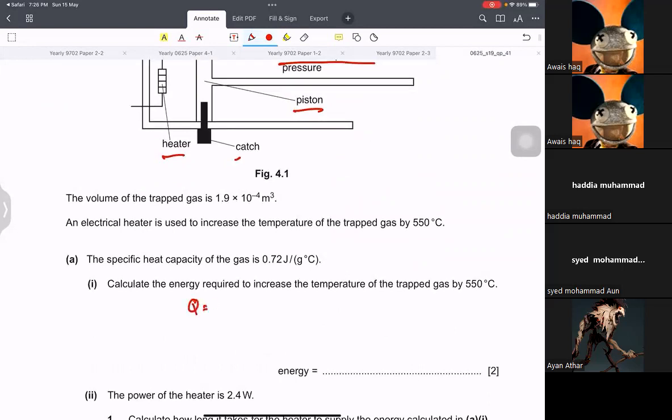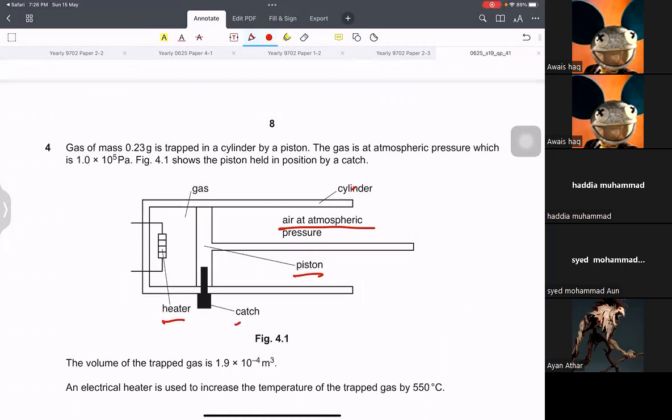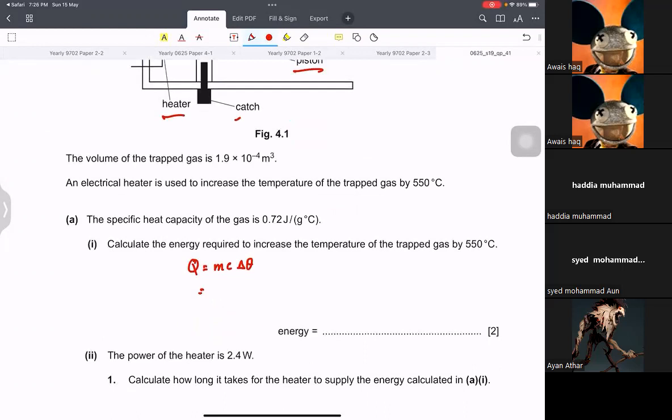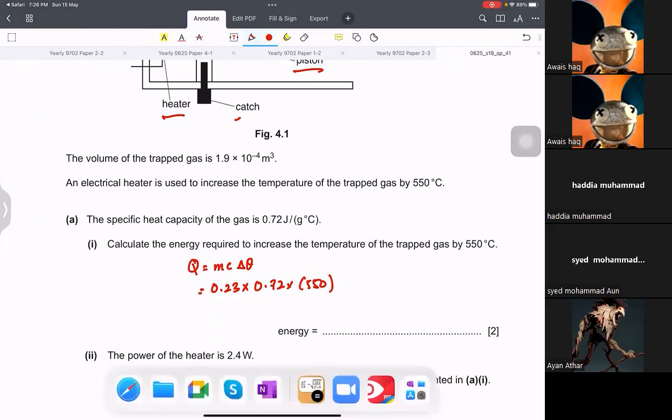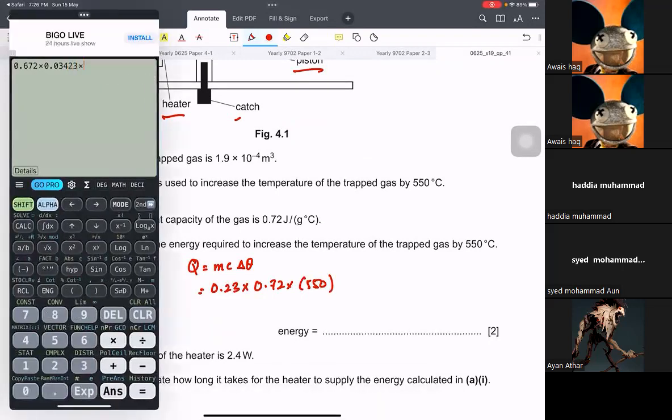Q equals MC delta theta. So the mass, do you know the mass? 0.23 grams. 0.23, heat capacity is 0.72, and the temperature increases 550. So that would be 91.1 joules.